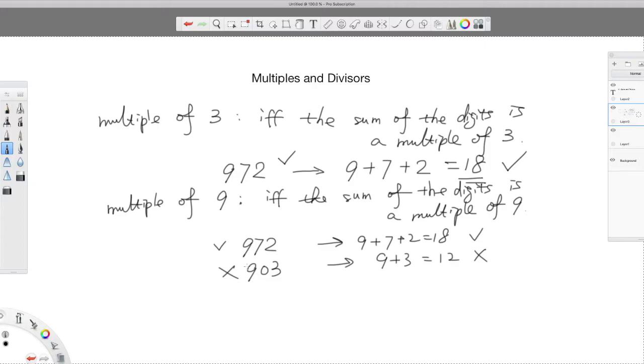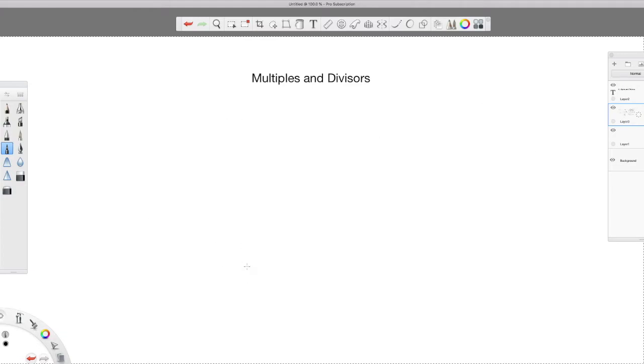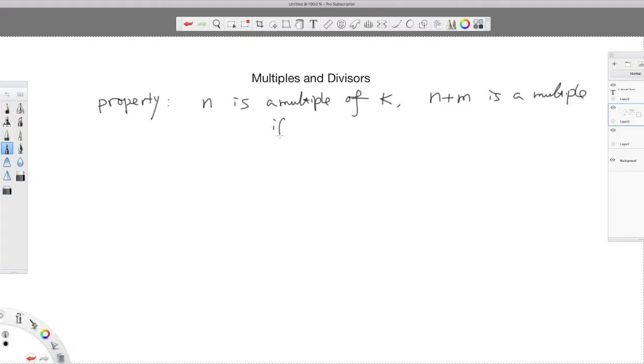All right, so let's go over this proof. It only uses this property: if n is a multiple of k, then n plus m is a multiple of k if and only if m is a multiple of k.